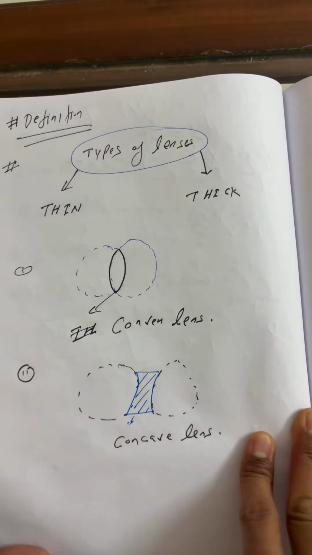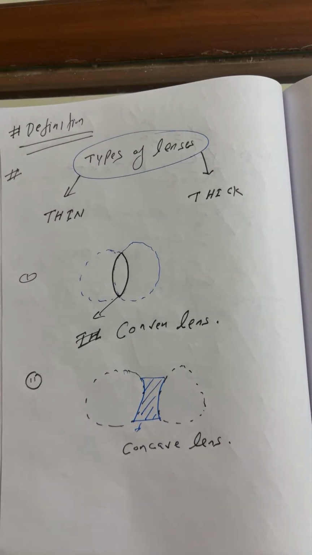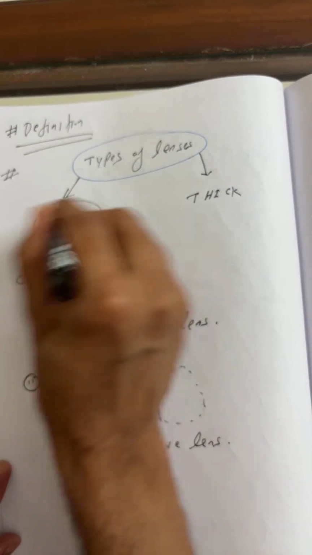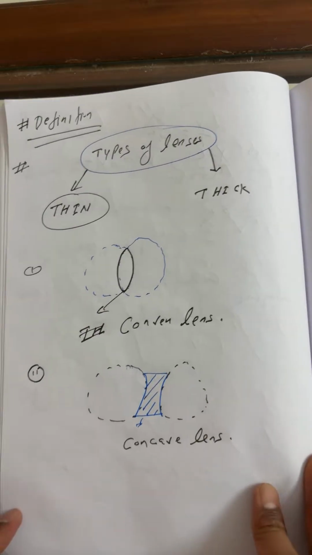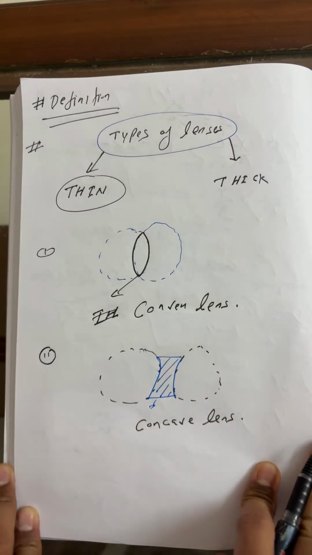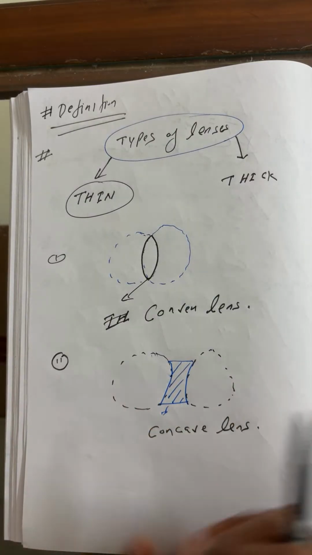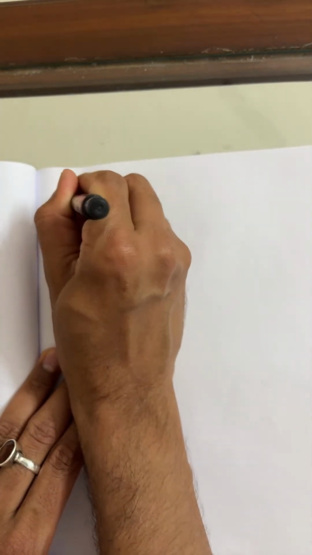So in our syllabus, two types of lenses are mentioned, thin and thick. I'll discuss thin lenses more, not much about thick lenses, because in our syllabus only thin lenses are mentioned for detailed study. Now I'm going to categorize types of lenses, or you can say the nomenclature of lenses.